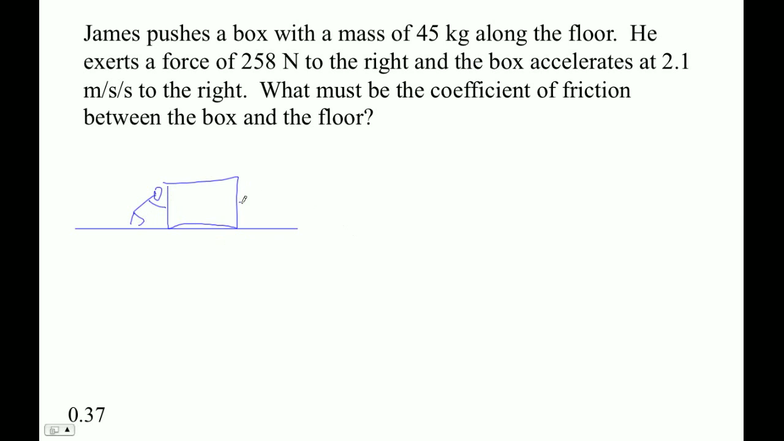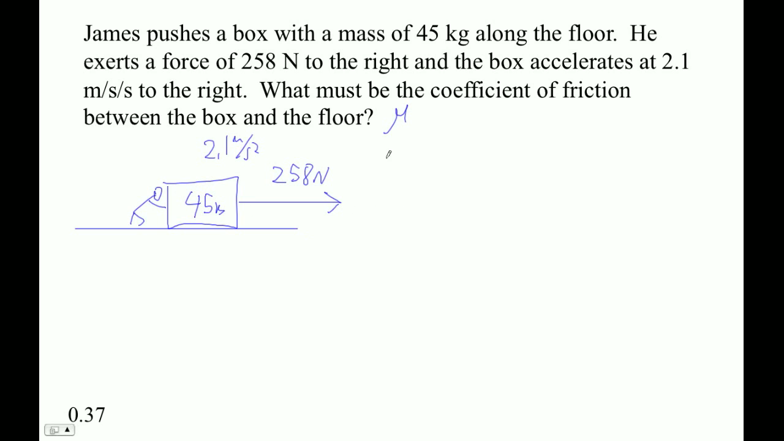Right? So let's just draw a little picture of that. There's our arrow. And it's accelerating in that direction to the right at 2.1 meters per second squared. So what must be the coefficient between the box and the floor, right? Okay, 45 kilograms.